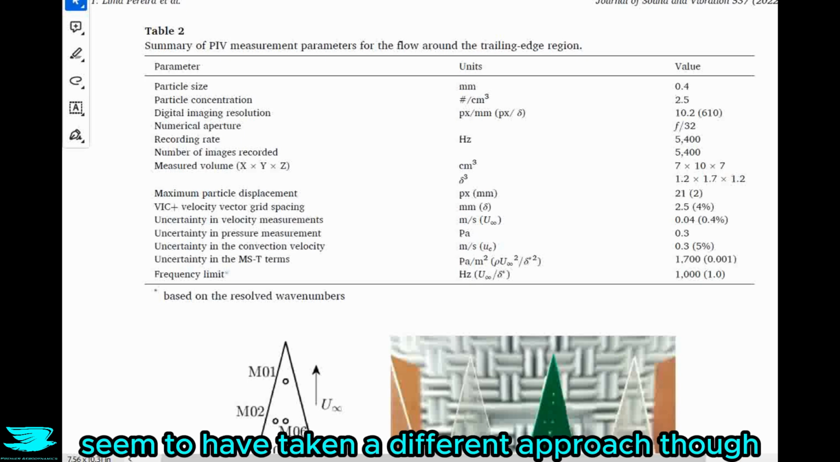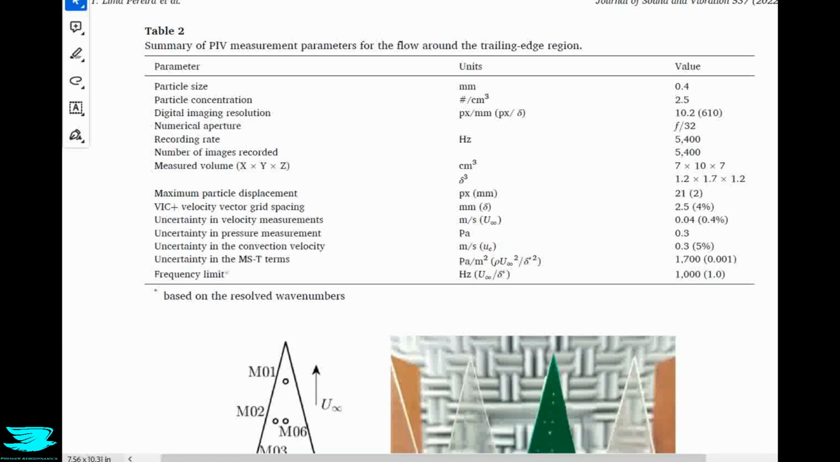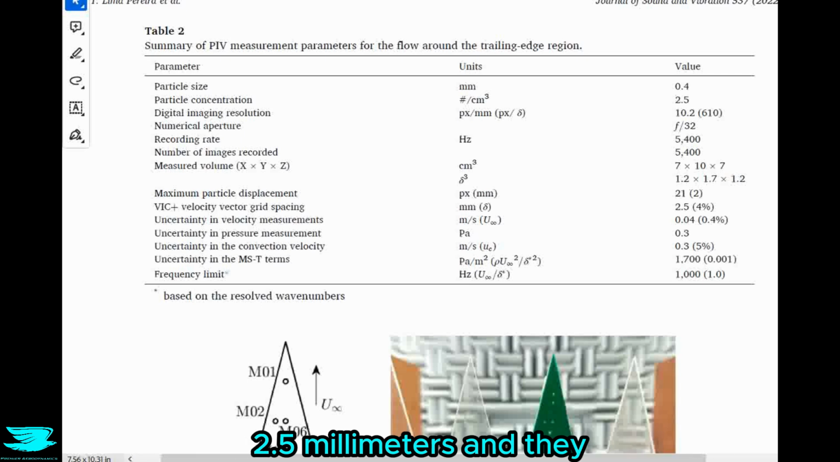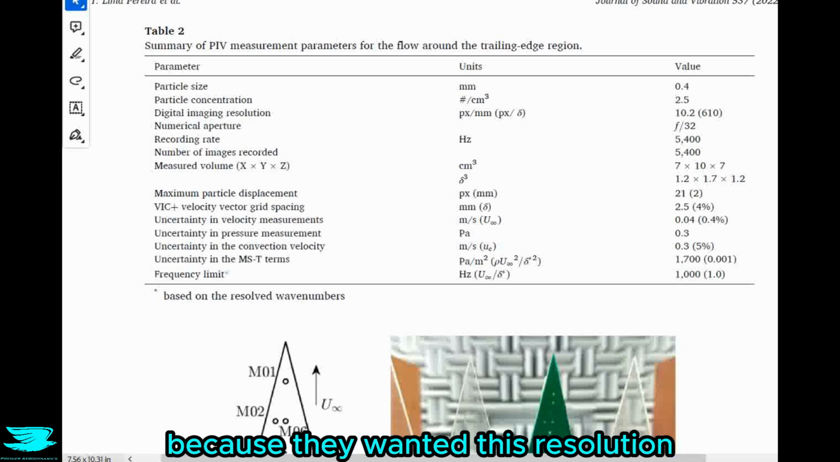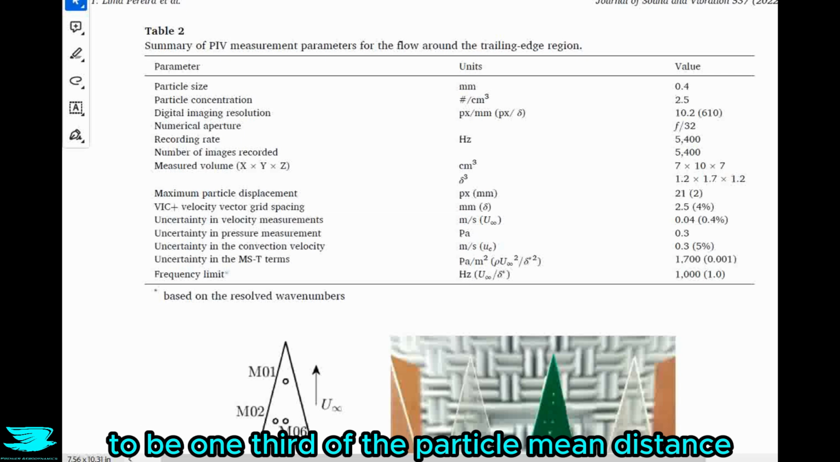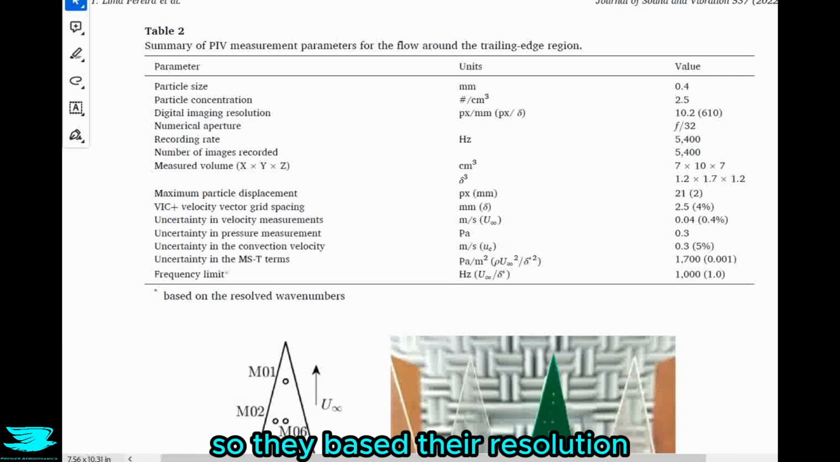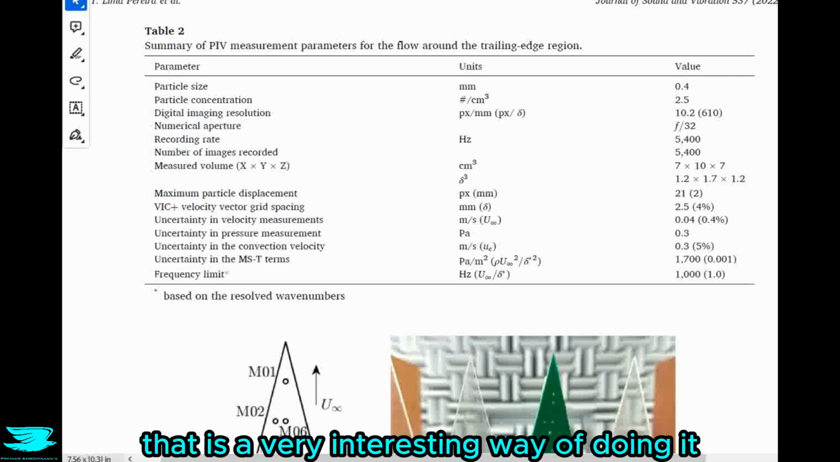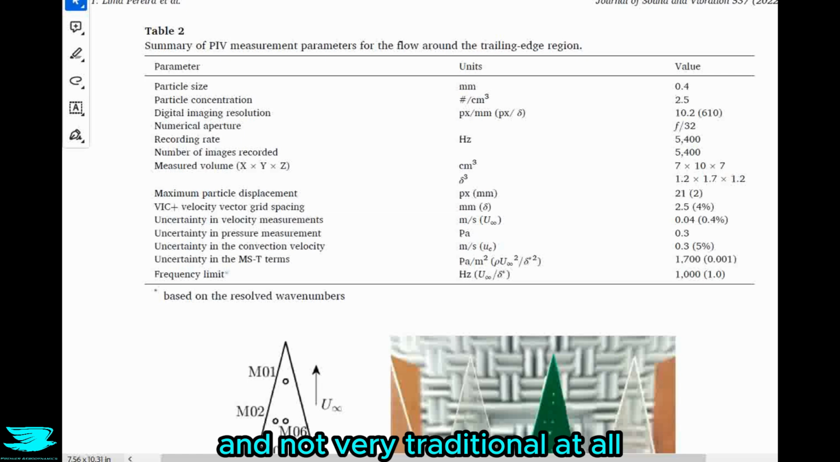The authors here seem to have taken a different approach, though. They say that their spatial resolution is effectively 2.5 millimeters, and they chose this value because they wanted the resolution to be 1/3 of the particle mean distance. So they based their resolution on the actual particles and not on the number of pixels in the camera. That is a very interesting way of doing it and not very traditional at all.